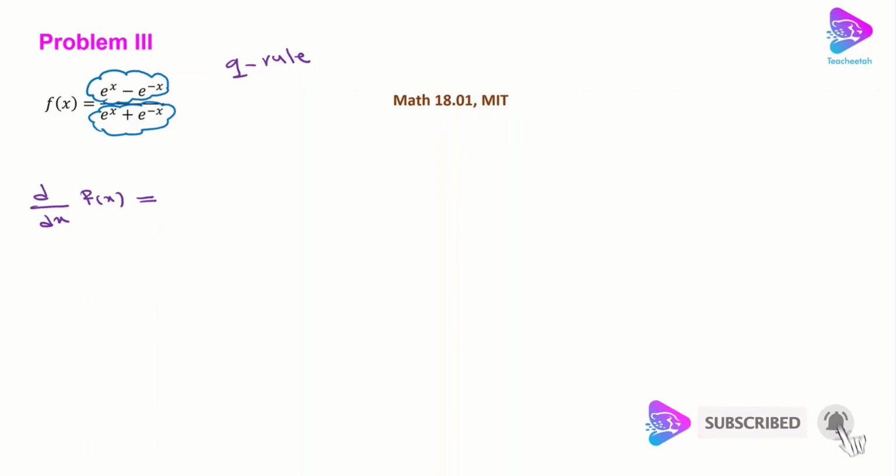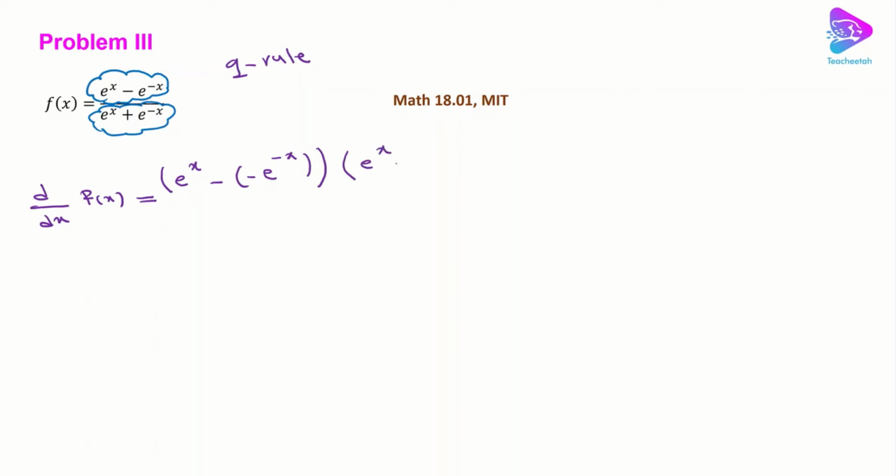So for the top part, we need to take the derivative of this function e to the power of x minus e to the power of minus x. So we know that the derivative of e to the power of x is basically e to the power of x minus, and the derivative of e to the power of minus x is going to be minus e to the power of minus x. So minus minus e to the power of minus x, and this is going to be the first term, and this term is going to be multiplied by e to the power of x plus e to the power of minus x.